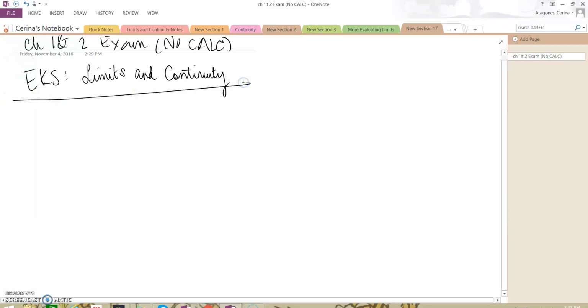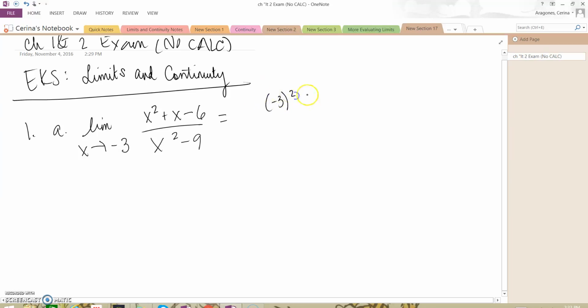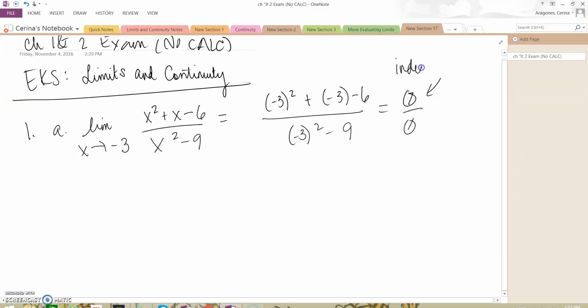The first problem asks you to find the limit as x approaches negative 3 of x squared plus x minus 6 over x squared minus 9. If we plug in just negative 3 into this function, you will find that you get 0 over 0, which is indeterminate. That means you don't really know what the limit is using just substitution, so we have to use a different method.